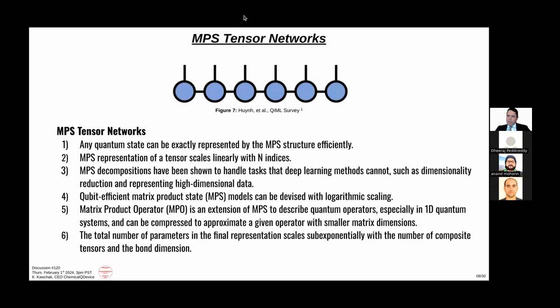Okay, so matrix product states, or any quantum state, can be exactly represented by the MPS. Now, it's an approximation, the whole technique is, but if you were to line up a circuit with the nodes of a tensor network, that's something that you can do, or has been done before. So it can handle certain tasks that deep learning can't, such as dimensionality reduction and representing high dimensional data. And it's basically how these nodes are connected.